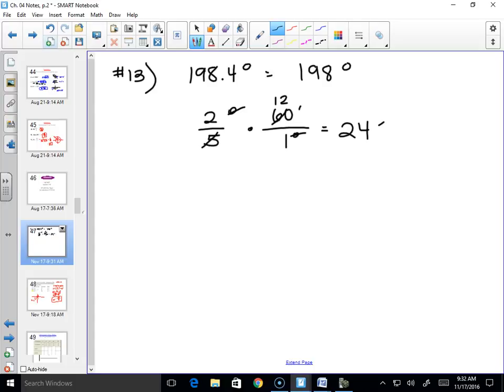I don't go any further because there are no more decimals. There's nothing else left. This one happened to be able to be cut into degrees and minutes, and you could say, I suppose, 0 seconds. Do you guys have the answer?